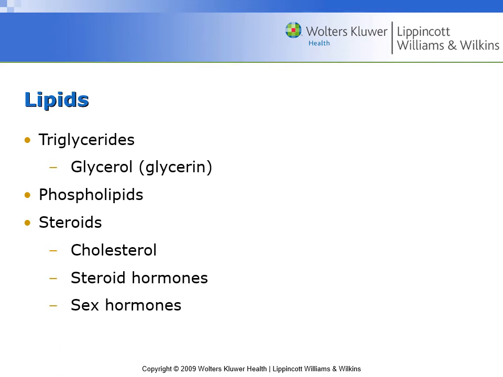All right, so we looked at sugars, carbohydrates, and now let's look at the lipids. Examples of lipids are triglycerides, phospholipids, and steroids. Steroids are very important in our body, and they exist as cholesterol, steroid hormones, and of course the sex hormones.